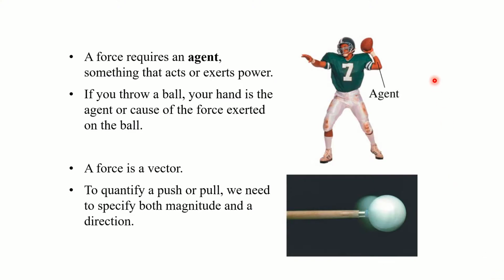So if you look at this sort of corny example from the book, we're looking at the object of the football being thrown. It's experiencing a force that is applied by the agent, the quarterback's arm, and that's going to cause the ball to change the way it's moving. So again, forces have two things that must exist for every force. One is the object, the thing experiencing the force, and the agent that is applying the force.